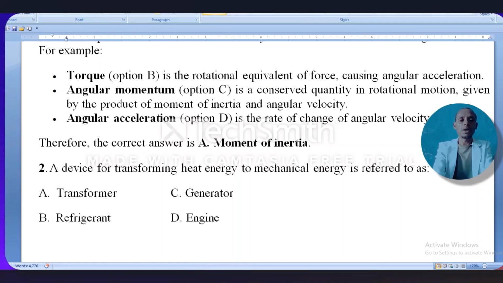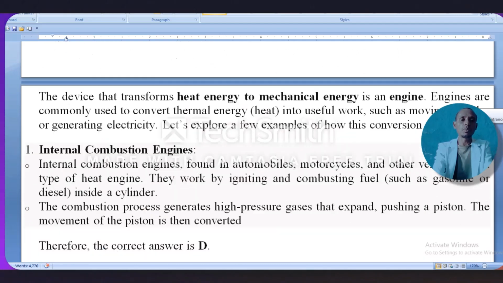Next question. A device for transforming heat energy to mechanical energy is referred to as: choice A, transformer; choice B, reversion; choice C, generator; choice D, engine. Let us define the given ideas one by one. The device that transforms heat energy to mechanical energy is an engine.